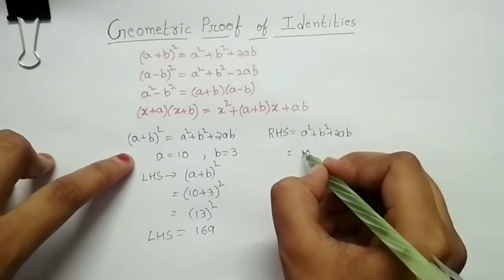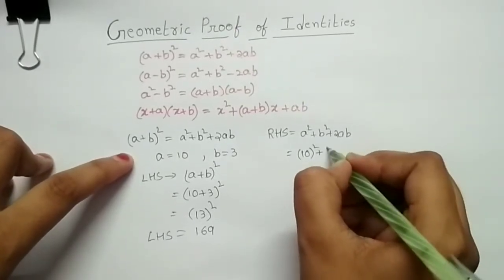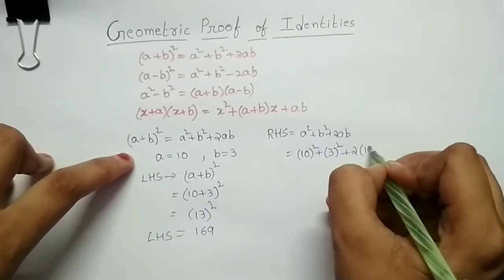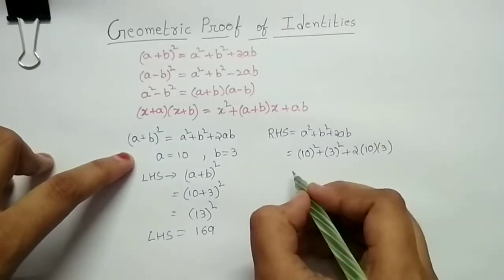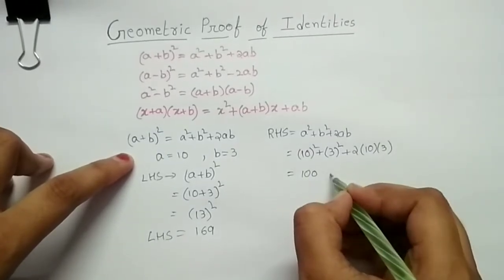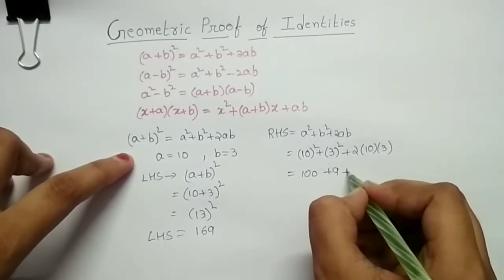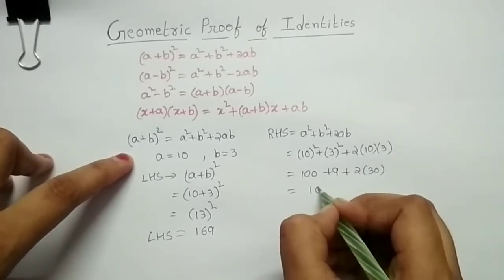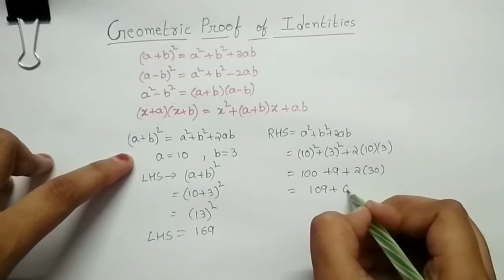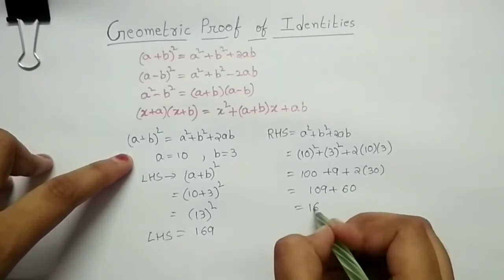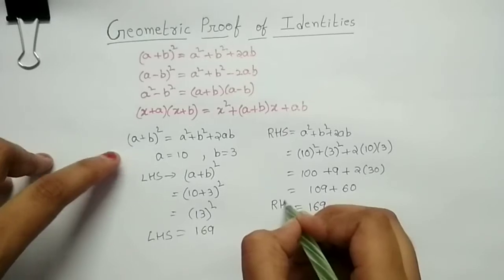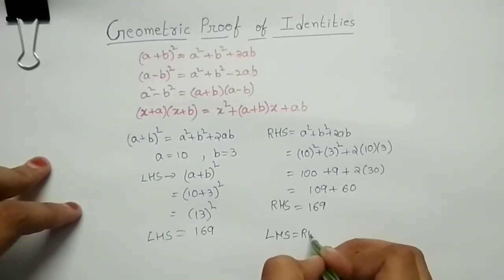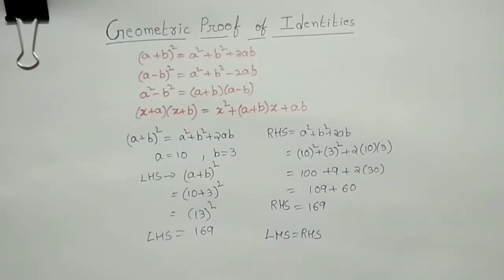A square is 10 square, plus B square is 3 square, plus 2 into A is 10 and B is 3. Now 10 square will be 100, 3 square will be 9, 2 into 30 is 60. Now I get 109 plus 60, that is 169. So RHS we got 169. LHS equals RHS, so hence proved.